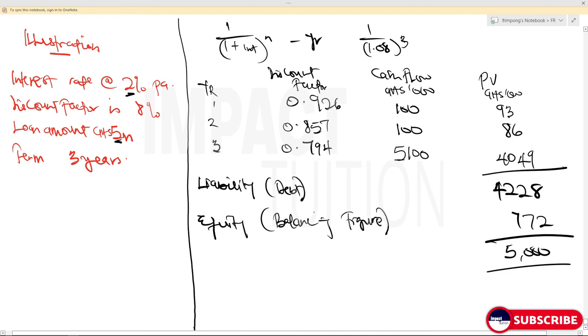So we are done with step one and step two. We've been able to split the cash received of 5 million into liability component and equity component. All we did was to discount the cash flows and then deduct the sum of the present value from the cash received, which is the total loan. And the equity component is 772.